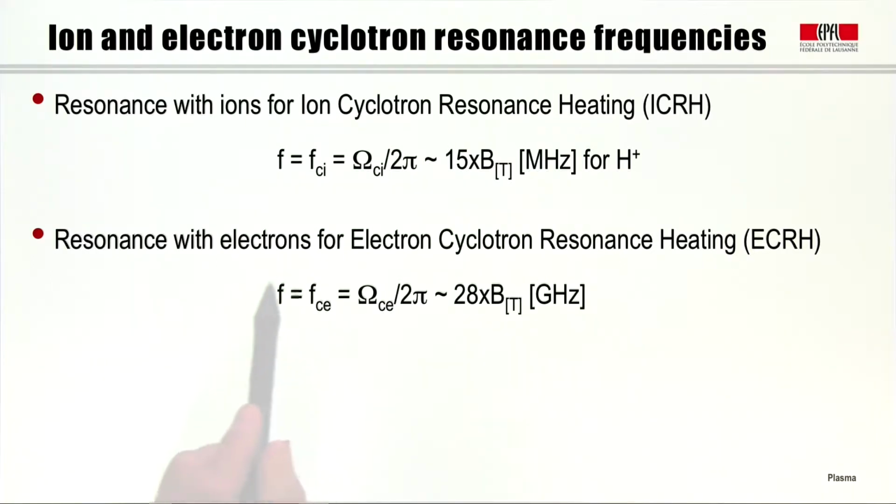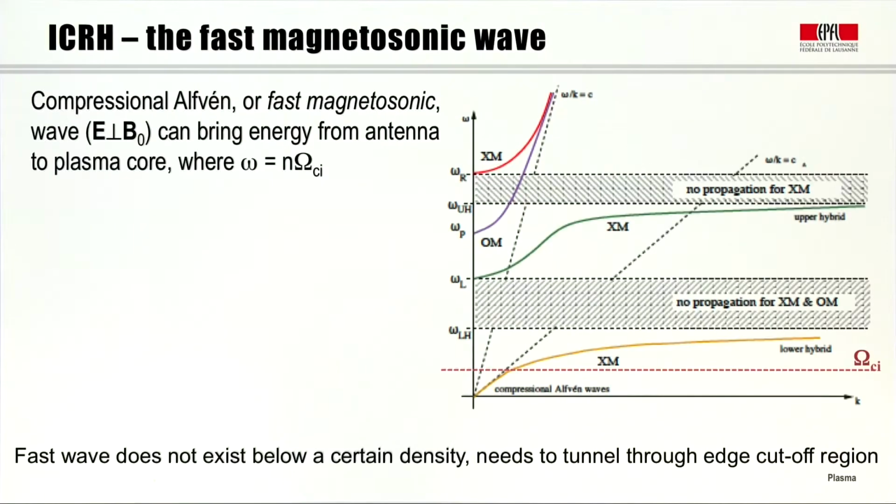As is intuitive, if we now consider the case of electrons, the frequency for the electron cyclotron resonance will be much higher, about 28 times B in gigahertz if B is expressed in Tesla. So for a typical tokamak device of today and of tomorrow, we have something between 100 and 180 or 200 gigahertz. Let us now concentrate on the case of ICRH, ion cyclotron resonance heating.